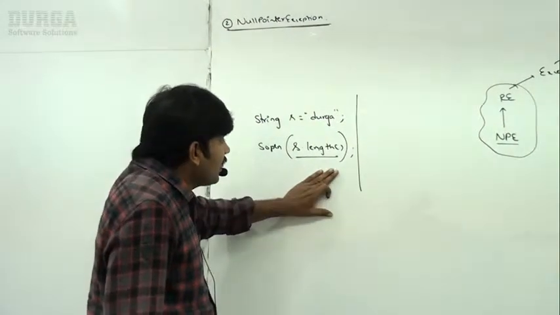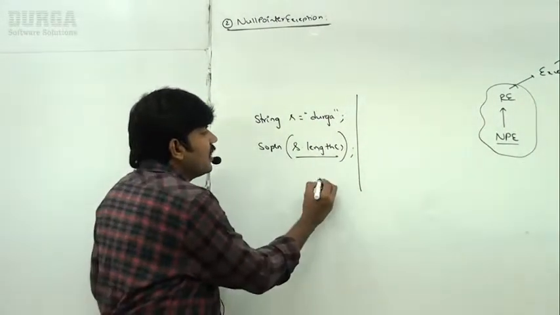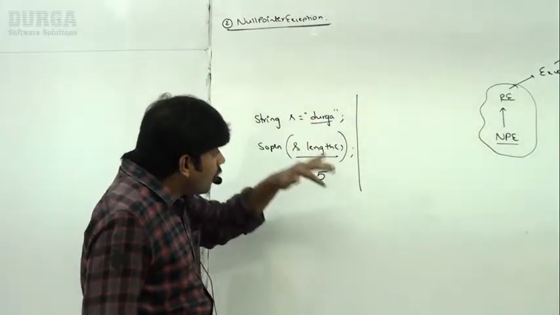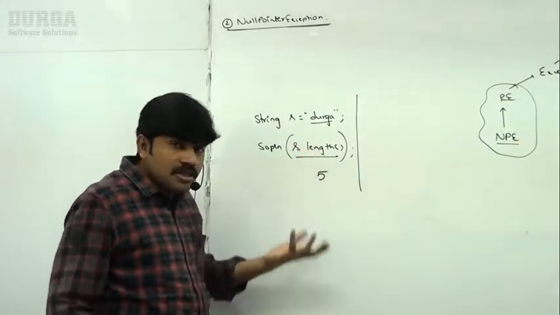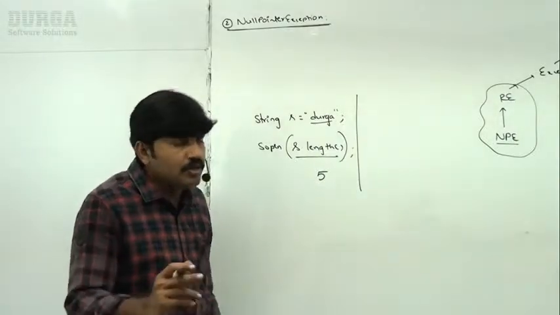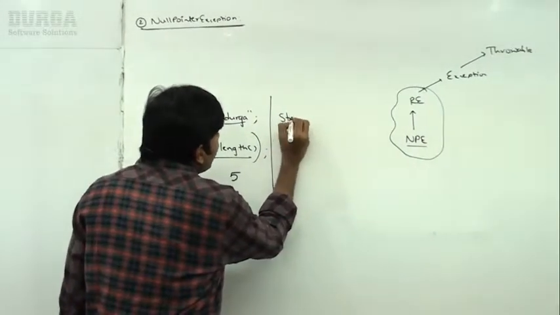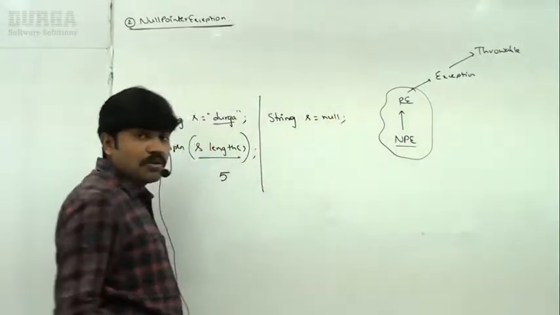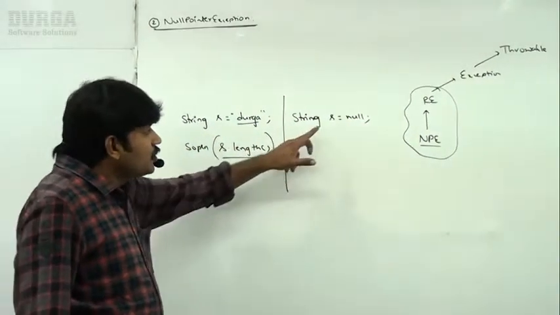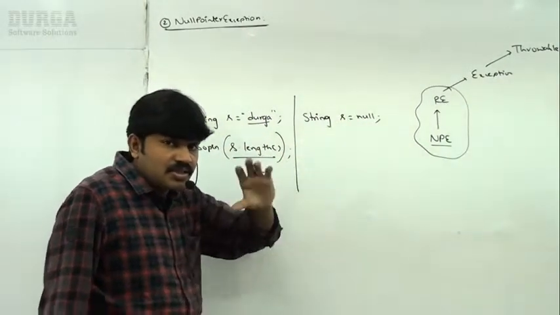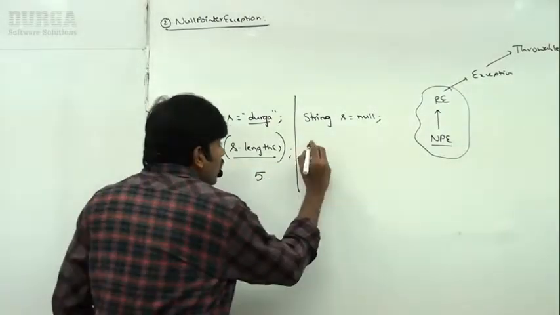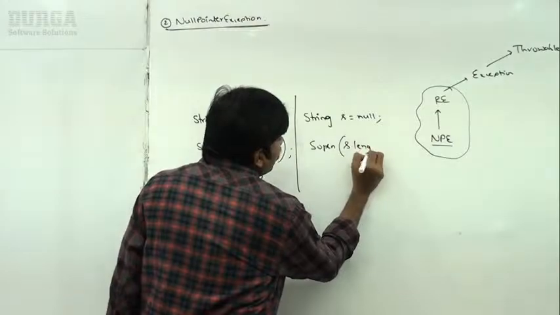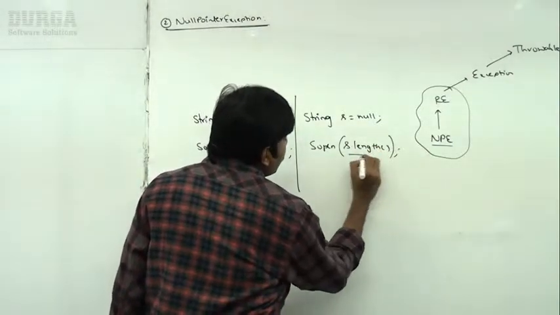If I ask what output we are going to get: 5. How many characters are there? 5. Here a string object is there, so length is going to work. Suppose I'm taking String s is equal to null. It is null; this string object is not available. Now, System.out.println(s.length()).